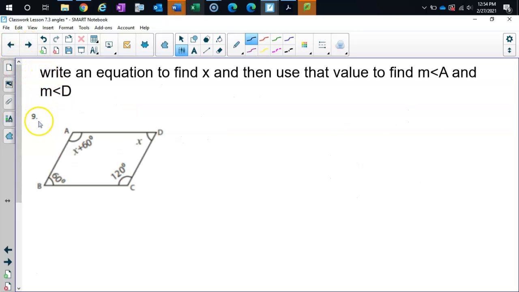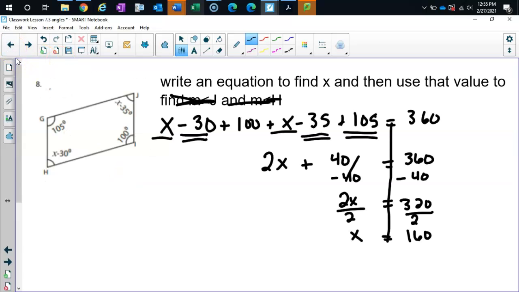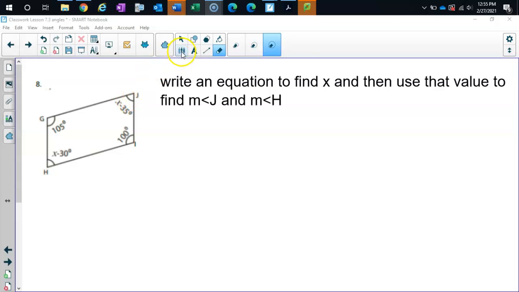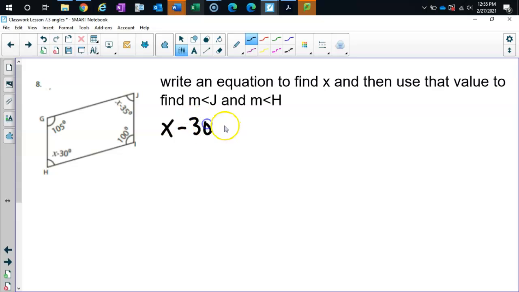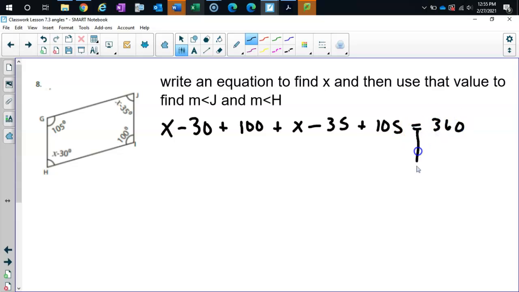Okay, try 9. Find x. Go. All right. This is the equation that we should have written. X minus 30 plus 100 plus x minus 35 plus 105 equals 360.